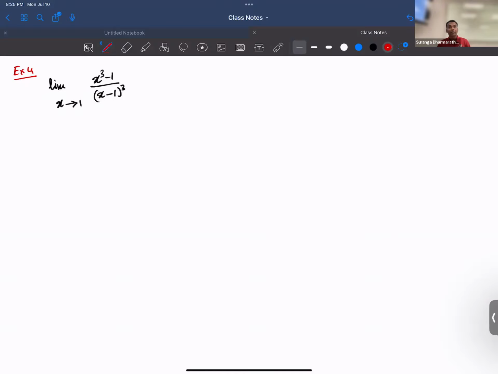Okay. So now we have a difference of cubes on top, because 0 divided by 0, we know that it's indeterminate. Now what we do is try to simplify this algebraically, right? You remember this? A cube minus B cube. How do you write that? A minus B, A squared plus AB plus B squared. Very good. That's the difference of cubes, right?